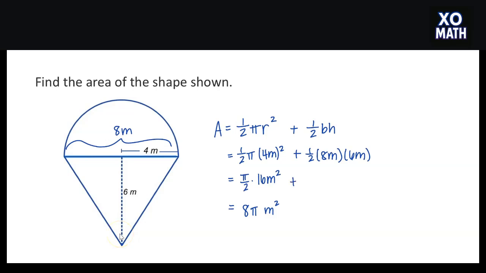And if we multiply this out, we have 1/2 times 8 is 4, 4 times 6 is 24, and meters times meters is going to give us meters squared. So now we have 8 pi meters squared plus 24 meters squared, and we would express that as 8 pi plus 24, and that's meters squared, which makes sense because when we're talking about area, we are referring to square units.